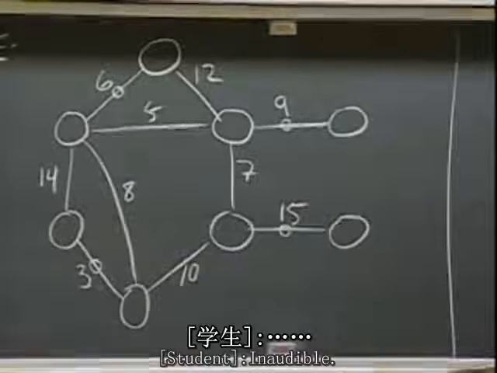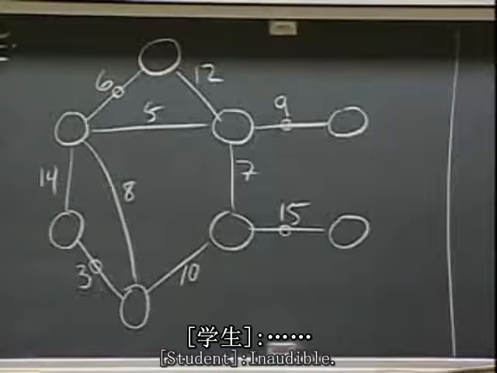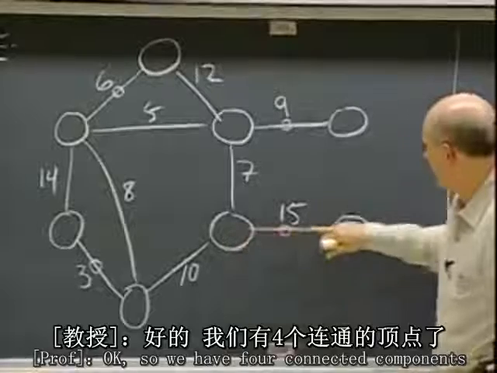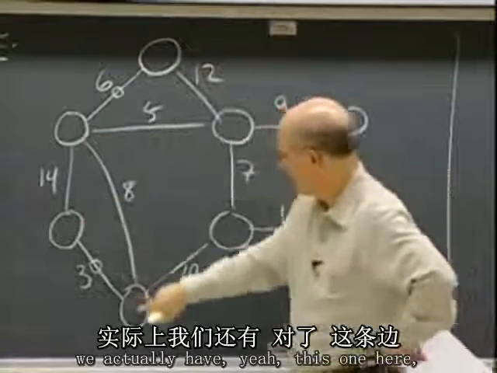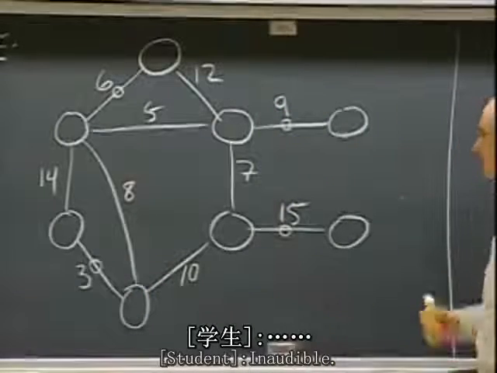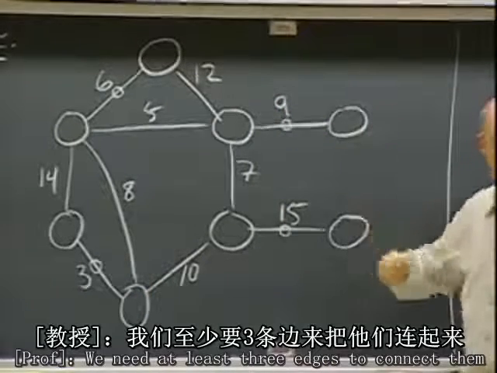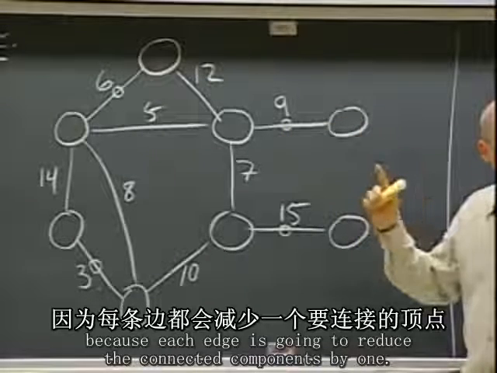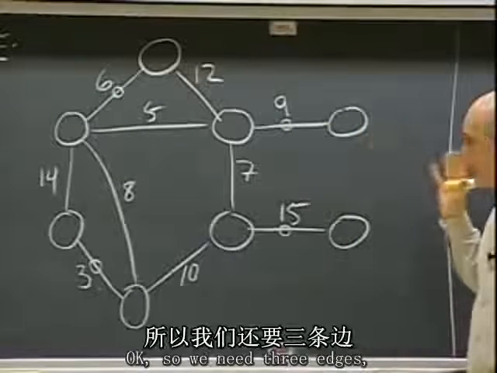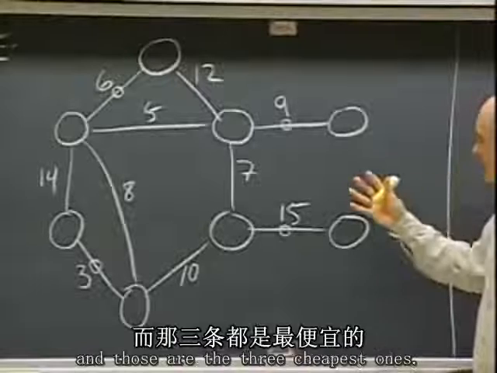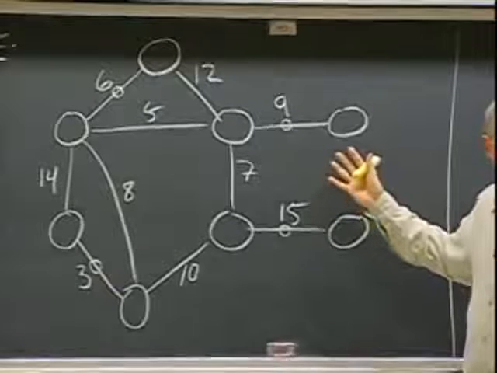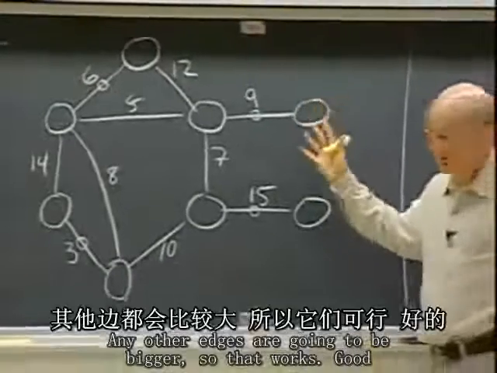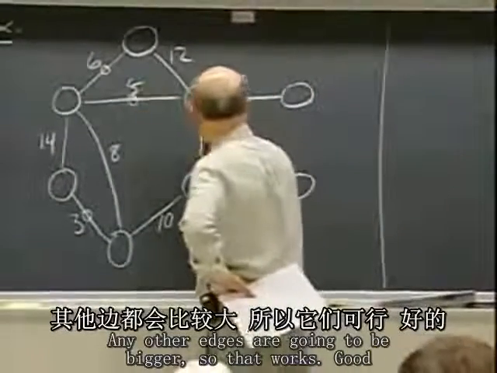Yeah. You could argue all 3 of those simultaneously by saying you have 4 connected components. You need at least 3 edges. Okay, so we have 4 connected components because we have this one, and this one here, and this one, good. We need at least 3 edges to connect them because each edge is going to reduce the connected components by 1. So we need 3 edges, and those are the 3 cheapest ones. And they work. Any other edges are going to be bigger, so that works. Good.